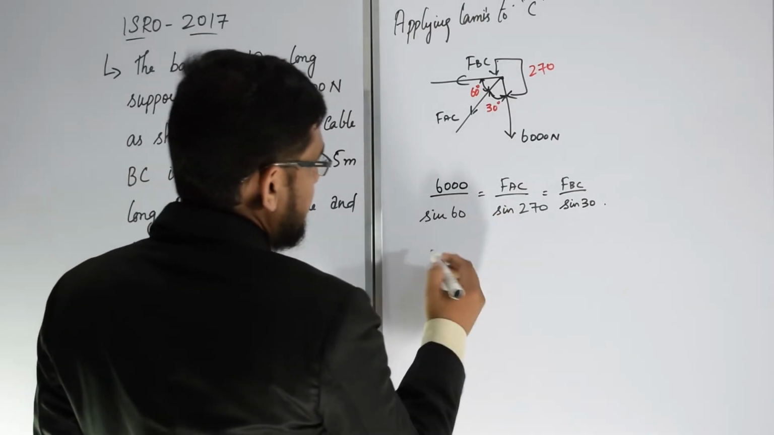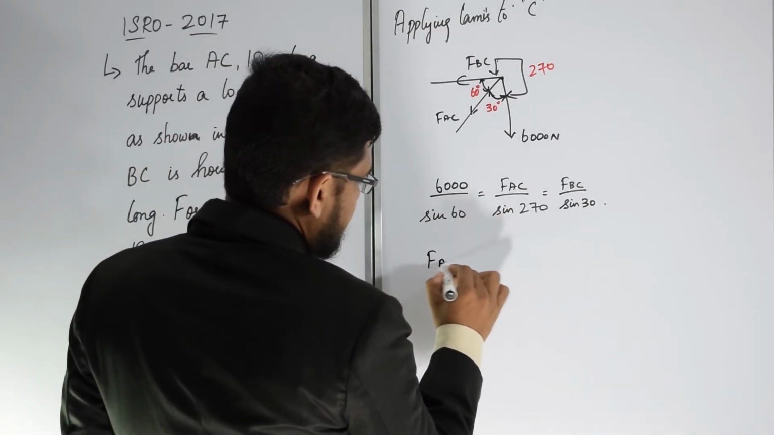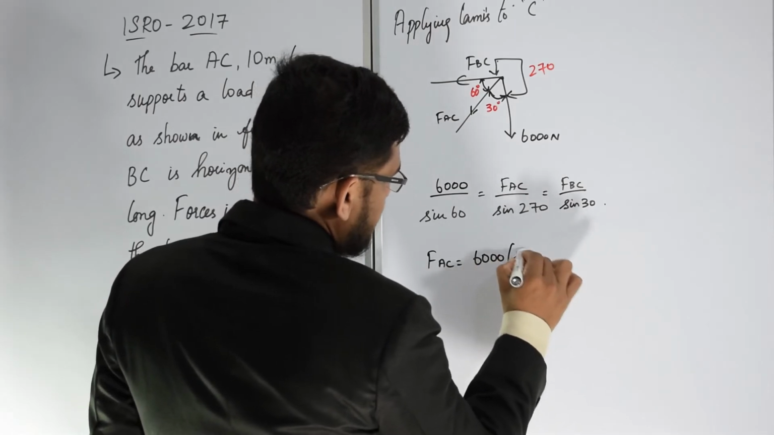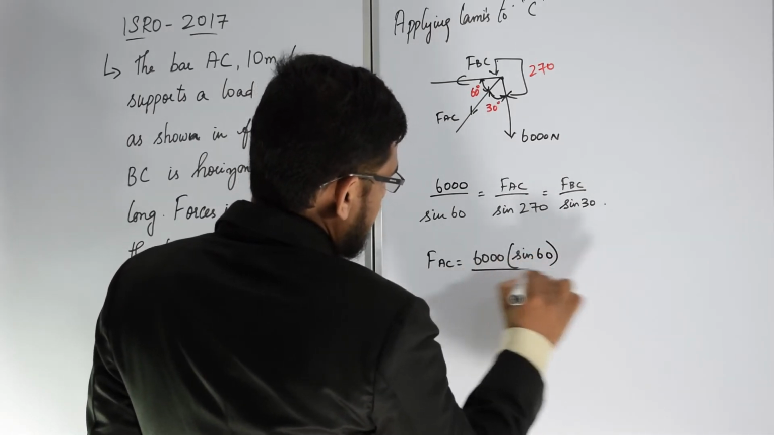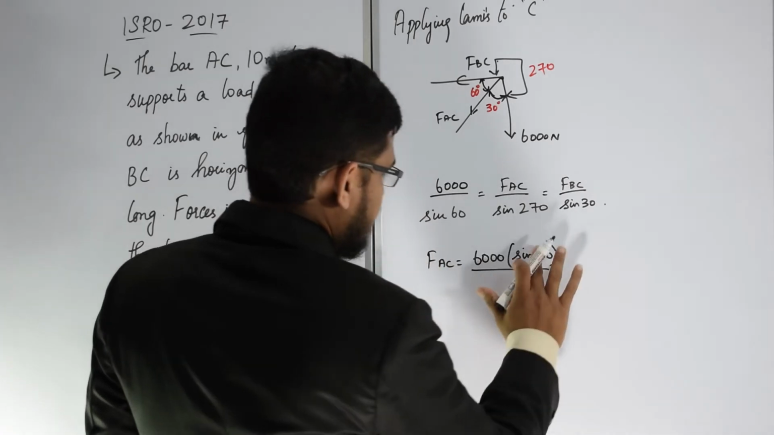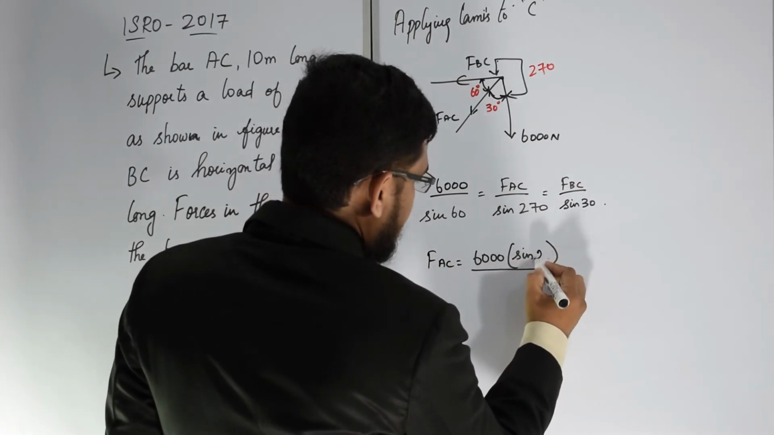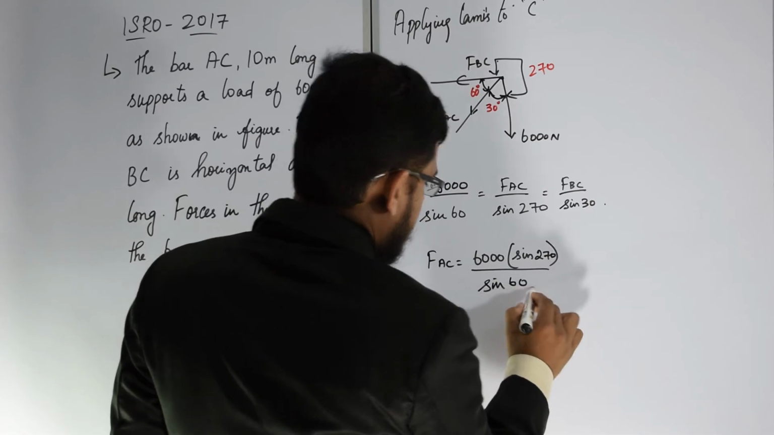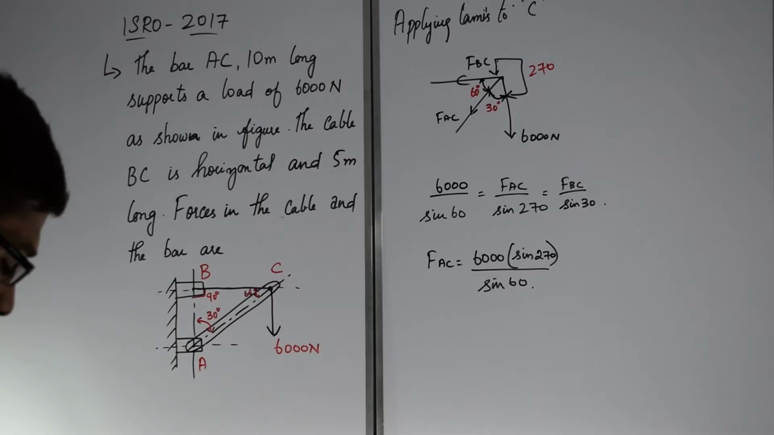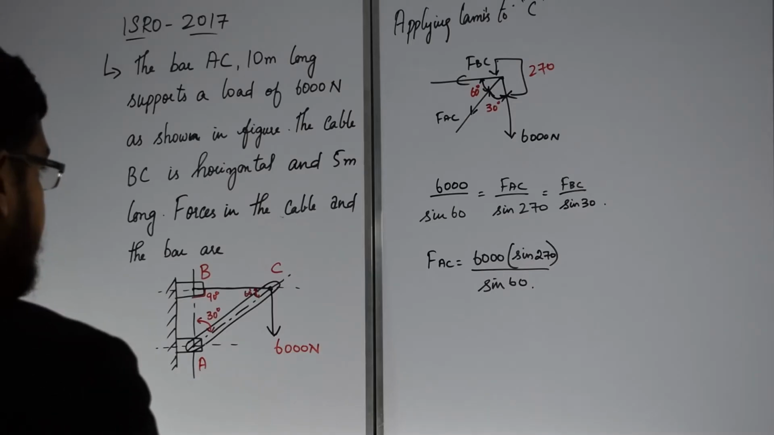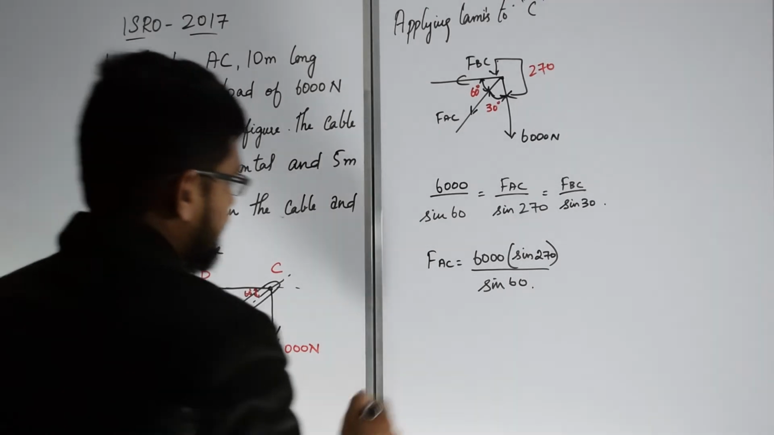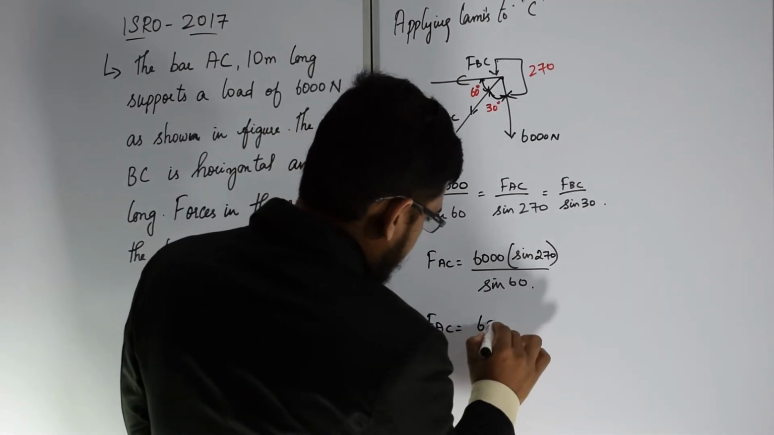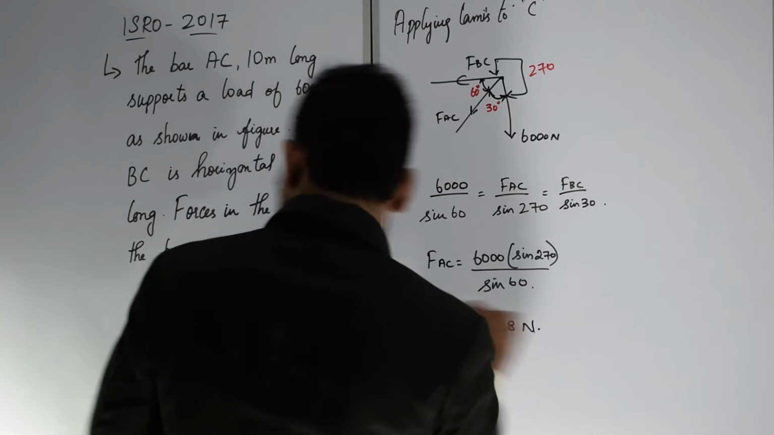Just take this equation out. FAC is going to be 6000 sine 60, sorry, 6000 sine 270 divided by sine 60 will fetch us FAC. So 6928. FAC is going to be 6928 newtons.